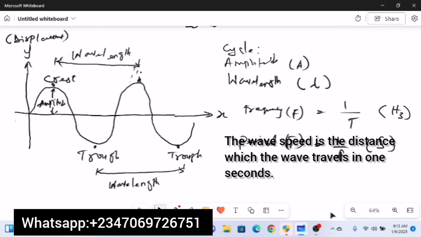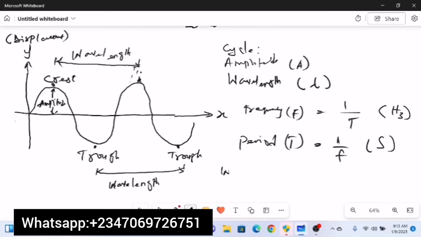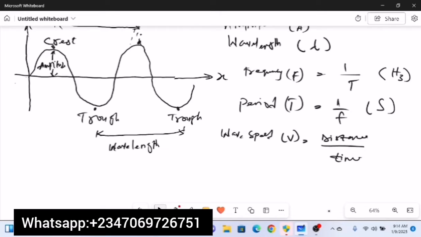The wave speed is simply the distance which the wave travels in 1 second. Okay, wave speed, symbolized by V, is the distance which the wave traveled in 1 second, per unit time. So this is simply distance traveled by the wave per unit time. Now, the wave speed is simply what? Velocity.